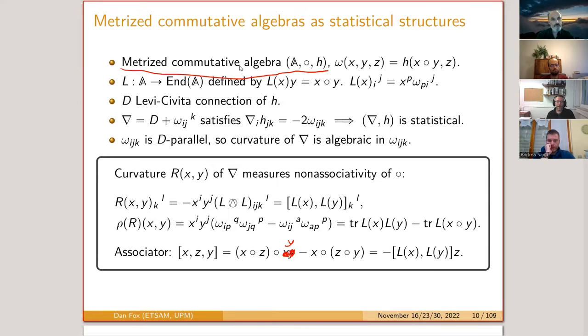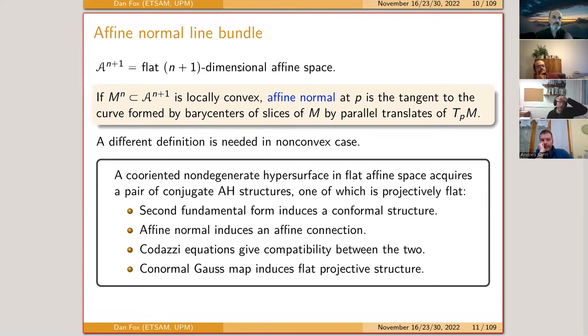So I've made this comment, and let me just quickly summarize the affine differential geometry that I have in the back of my mind. This all can be generalized, but let's think about flat affine space. And I want to think for the moment about a locally convex hypersurface. In that case, I can define a canonical normal to the hypersurface. It's called the affine normal. And this definition goes back to Blaschke.